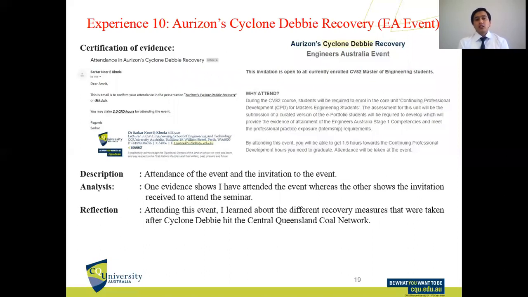Another evidence I would like to present is the Engineers Australia event on Cyclone Debbie recovery. In this event, I learned about the different recovery measures that were taken after Cyclone Debbie hit the Central Queensland coal network, and what measures were taken to recover from the damages caused.